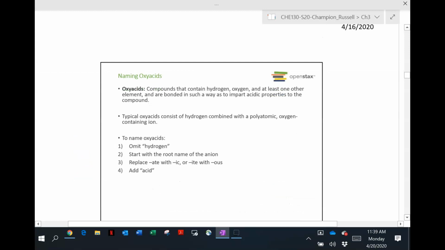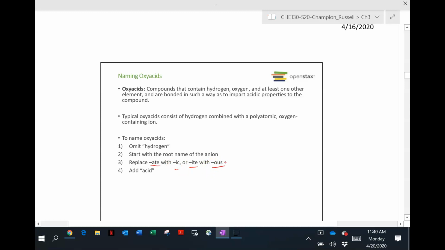Now, there are a bunch of acids that come from polyatomic ions, and those polyatomic ions contain typically hydrogen and oxygen and some other element. Well, the polyatomic ion contains oxygen. The hydrogen makes it an acid. So when we name oxyacids, we're going to start with the name of the anion. If the anion ends in ate or ite, where ate means more oxygens and ite means less oxygen, we're going to replace ate with ic and ite with us, and we'll add the word acid.